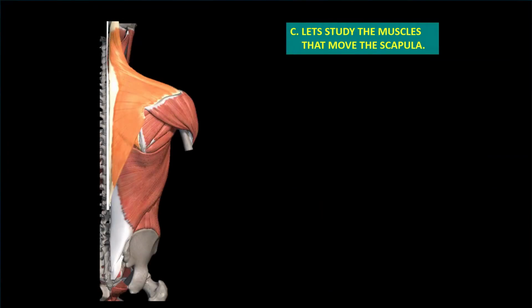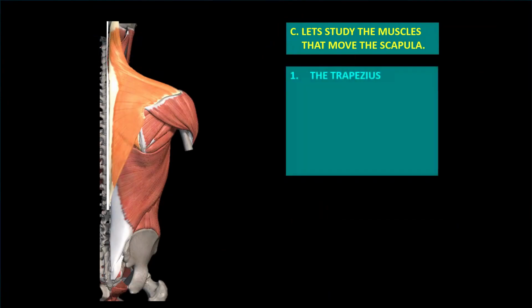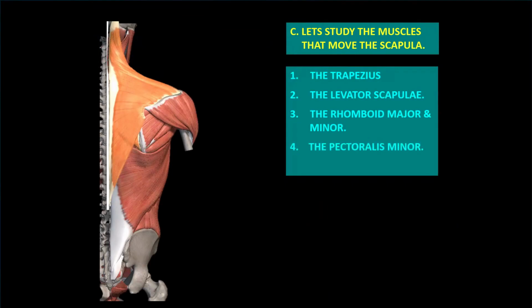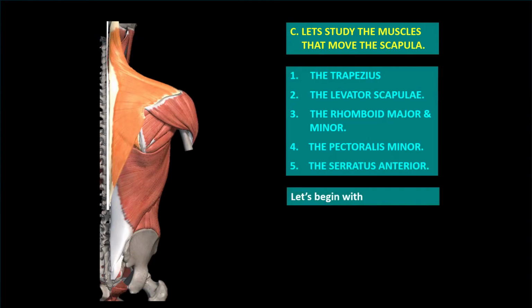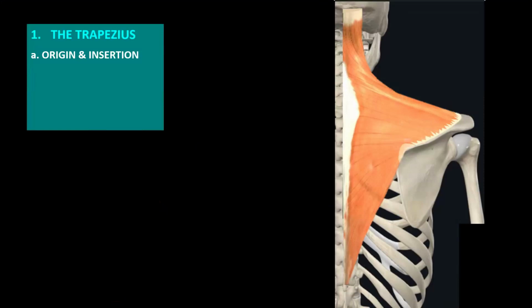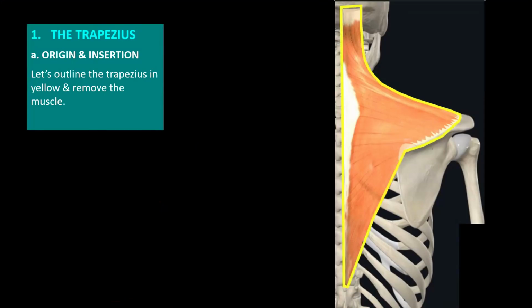C. Let's study the muscles that move the scapula. The muscles are 1. The trapezius, 2. The levator scapulae, 3. The rhomboid major and minor, 4. The pectoralis minor, 5. The serratus anterior. Let's begin with the trapezius. Origin and insertion. Let's outline the trapezius in yellow and remove the muscle.